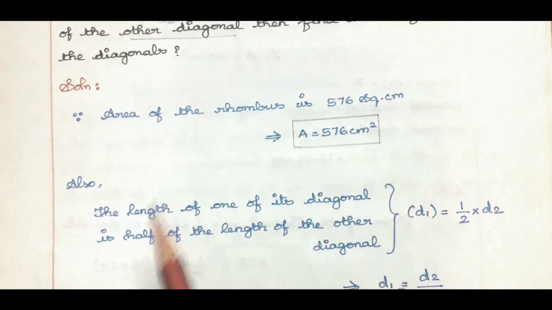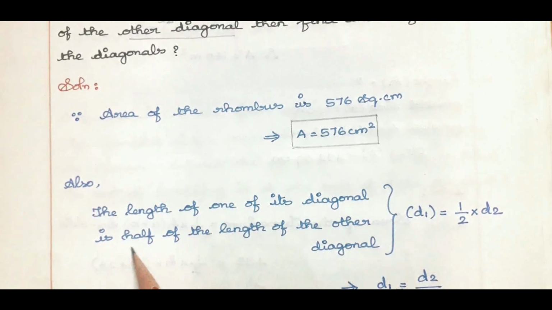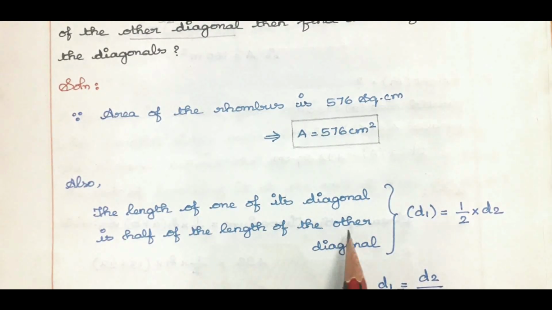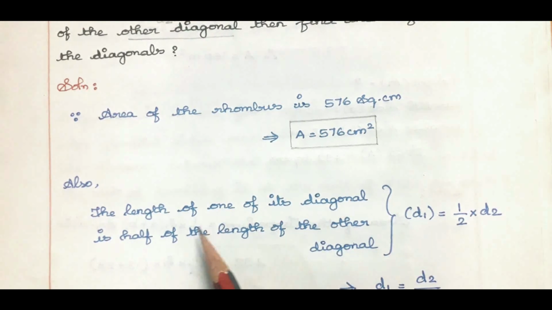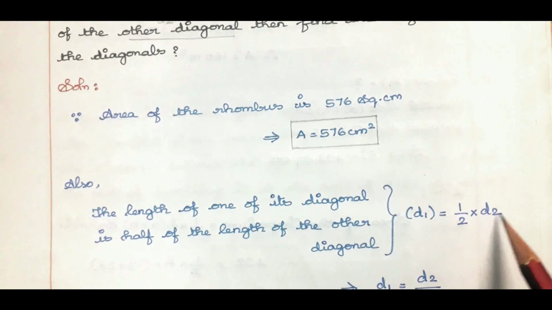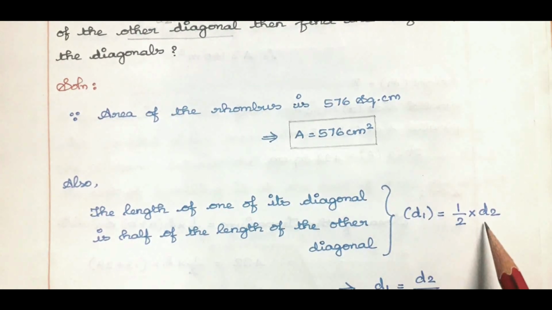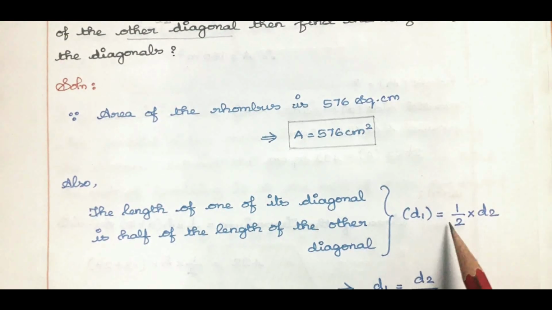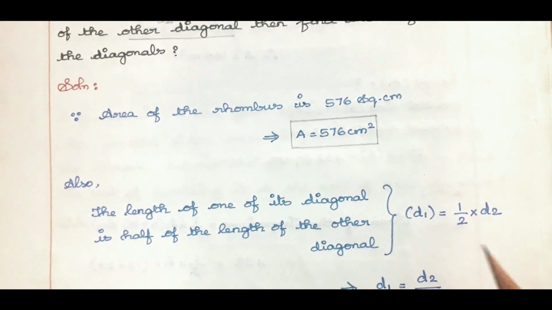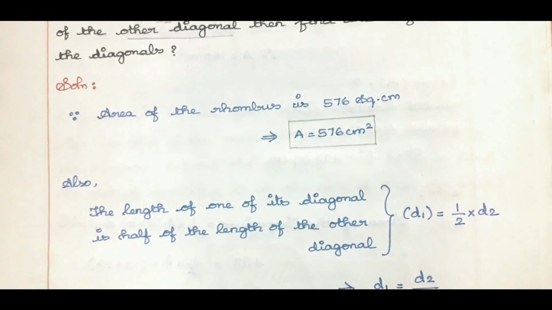centimeter square. Also in the question they have given the length of one of its diagonals is half of the length of the other diagonal. So length of the first diagonal we will take as d1 and length of the second diagonal as d2. Since they have given d1 is equal to half of d2, therefore we take it as d1 is equal to 1 by 2 into d2. So take 2 to the other side, you will be getting d2 is equal to 2d1. So wherever d2 is there, you can substitute 2 times d1. Clear?